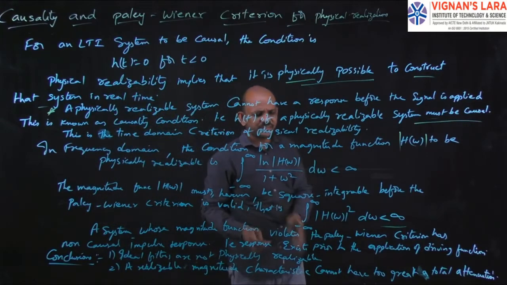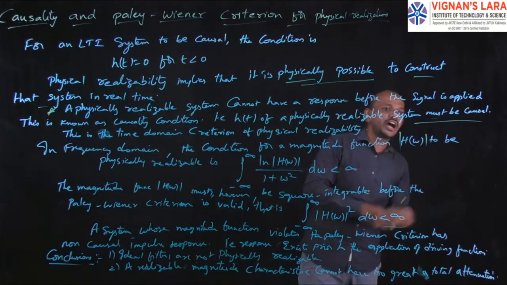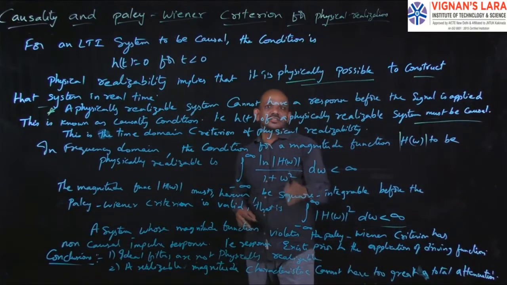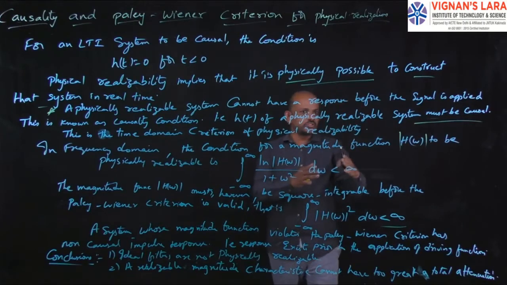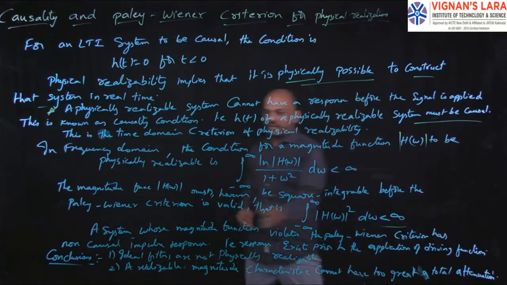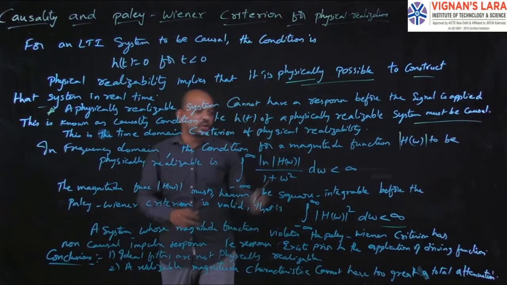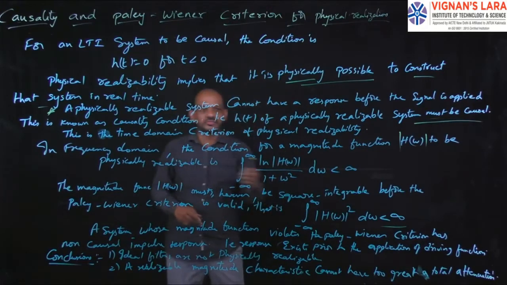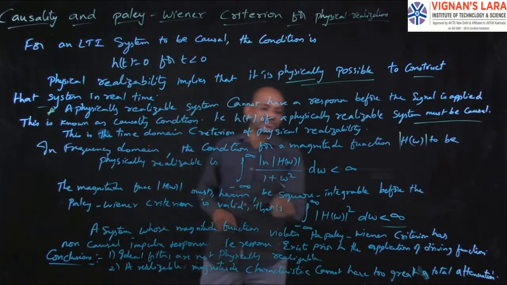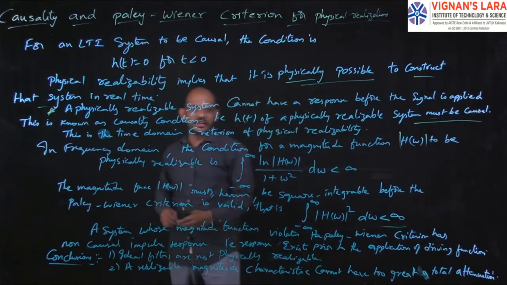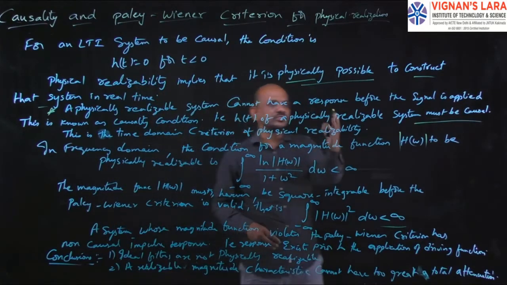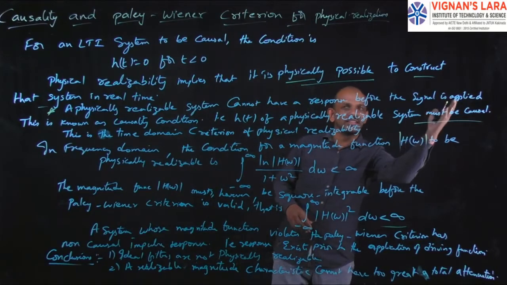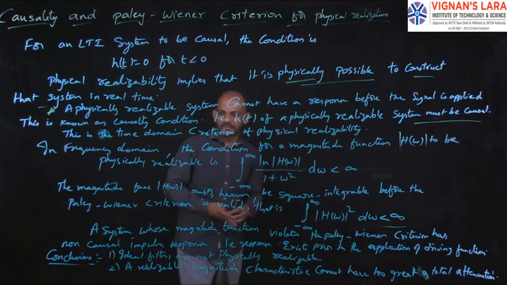Actually, there should be no response before the signal is applied; the response should come after the signal is applied. But for a non-causal impulse response, the response exists prior to the application of the driving function. This is for systems whose magnitude function violates the Paley-Wiener criterion. If it follows the criterion, the response will be after the signal is applied, and we cannot have a response before the signal is applied.